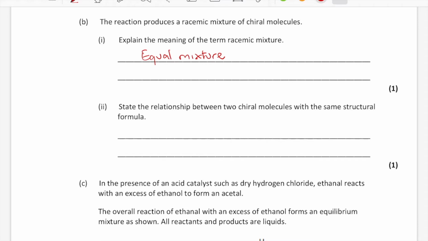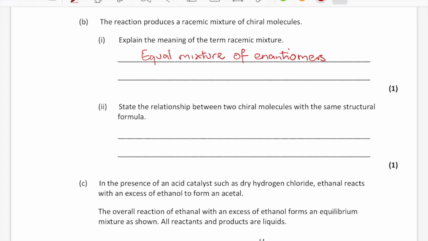Another way you could express equal in this instance is to say it's a 50-50 proportion, or a 1-to-1 proportion. But of what? They're chiral molecules. What are we talking about when we say chiral molecules? We're talking about optical isomers, but I'm going to use the word enantiomers. So there's an equal mixture of enantiomers, but the equal bit is absolutely crucial, absolutely fundamental.